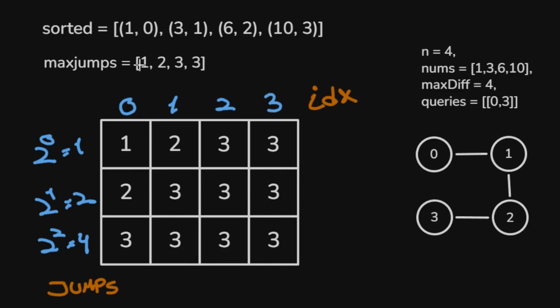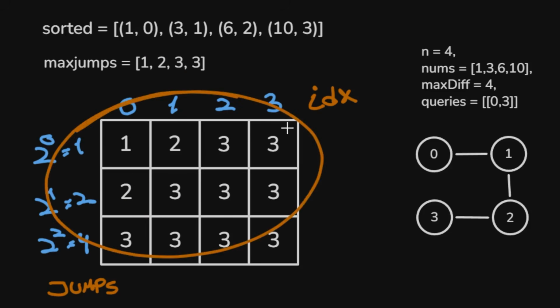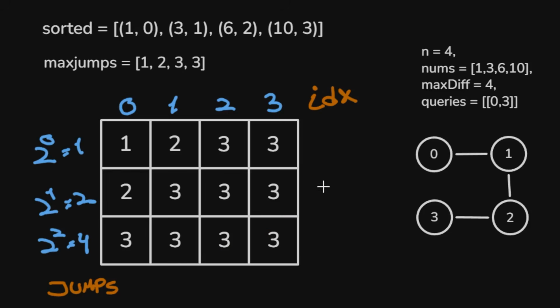If we start from index 0, we can reach 1 as a maximum. From index 1, we can reach index 2 as a maximum. So if we are standing at index 0 and we take 2 jumps, we can reach index 2 as a maximum, and so on. Now let's see how to use this table. We are given this query from 0 to 3, so we can say that current is the minimum number, 0. This is not sorted, so if we had 3, 0, current would still be 0. Keep this in mind. This means that we are looking at this column.